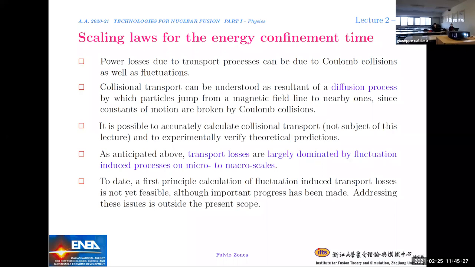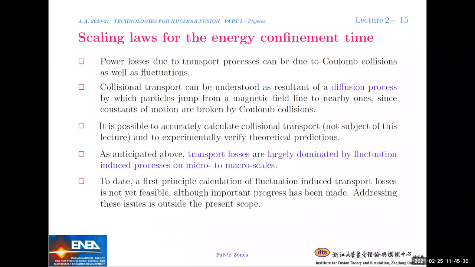Okay, very good. So we have identified up to this point the various channels of the losses due to the radiation. Now let's address the other losses that are due to the transport.